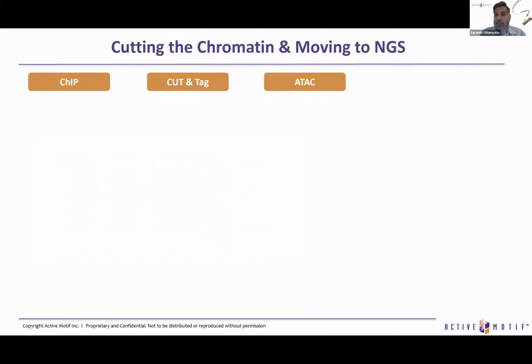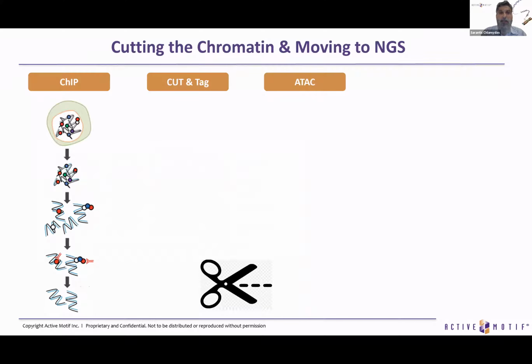In regards to chromatin, the most common protocol known so far is ChIP-Seq, chromatin immunoprecipitation, which is a fixation-based protocol. We need sonication to cut the chromatin and a specific antibody to pull down fragments of interest, and then sequencing to map the localization of the protein of interest.